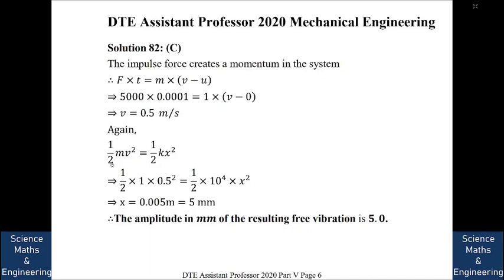Now we have half m v square is equal to half k x square. So this is the kinetic energy and this is the energy of the spring. So from here we get that the deflection of the spring x is equal to 5 millimeter. So the amplitude in millimeter of the resulting free vibration would be 5 millimeter.